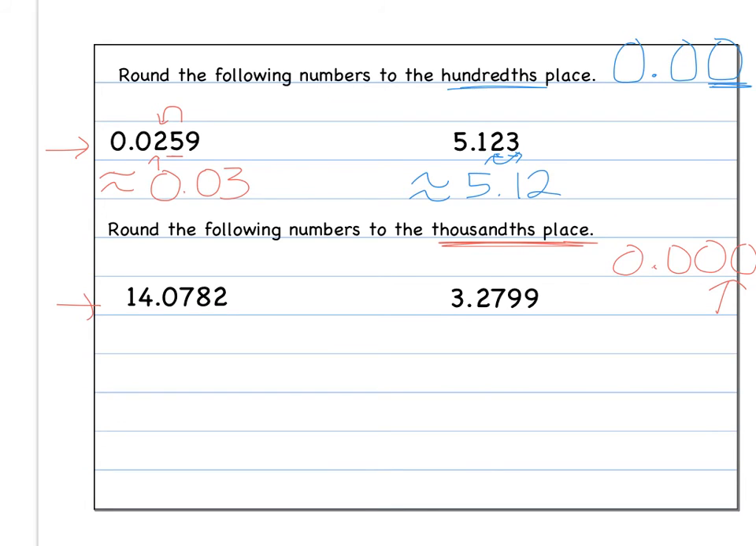This is read as 14 and 782 10,000ths. Trying to round 2 here, so I look to the right. 2 is 4 or less. Let it rest. Stops there. It becomes approximately 14 and 78 thousandths.